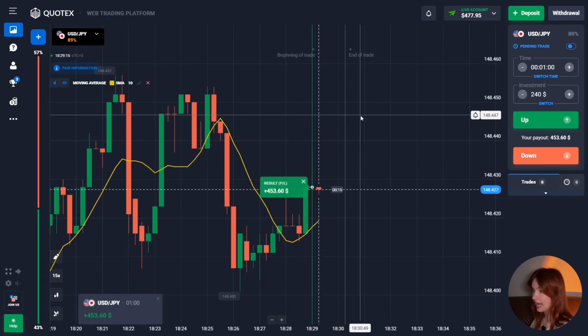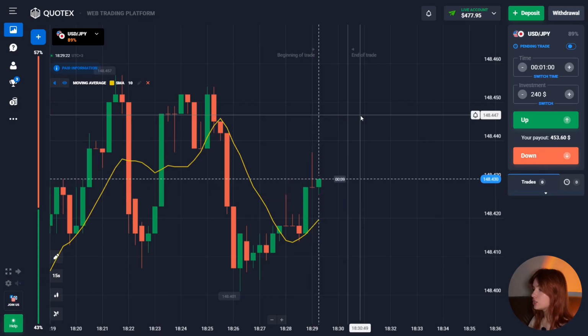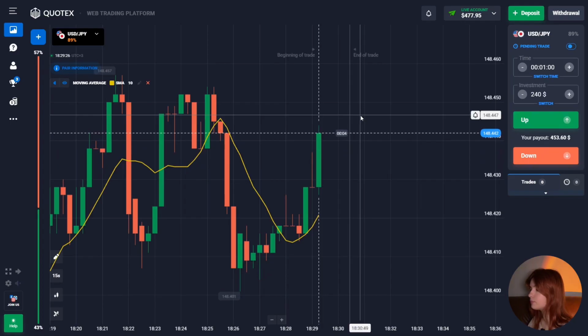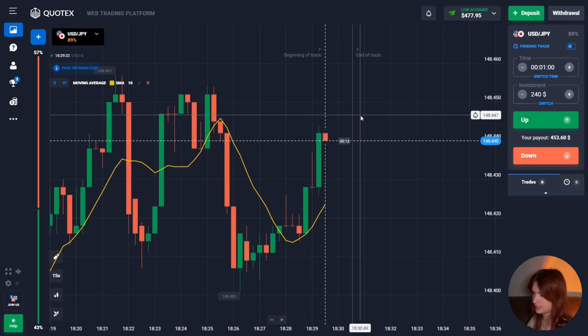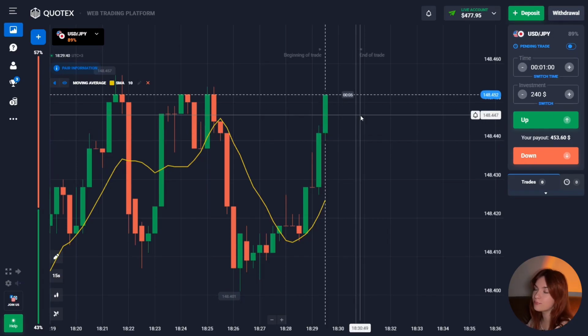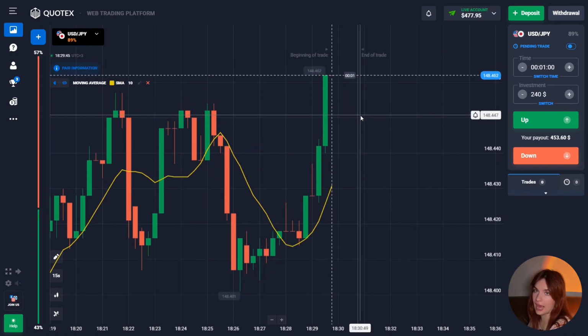Guys, that's great. As you can see, the price made an upward impulse, and thus this deal brought us profit here. So we already have almost $500 on deposit. As you can see, we have managed to increase our initial amount already more than 10 times. This is an excellent result, and as you can see, the moving average indicator in combination with technical analysis works perfectly, and it allows us to find good entry points.